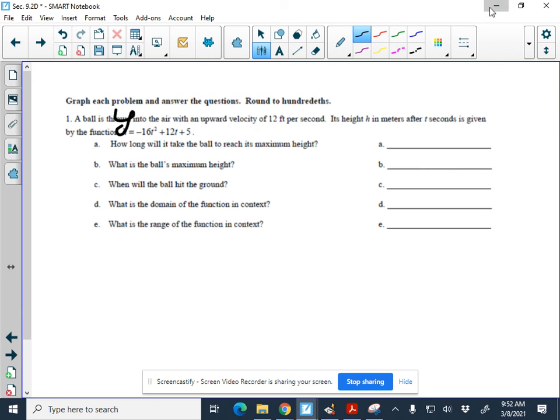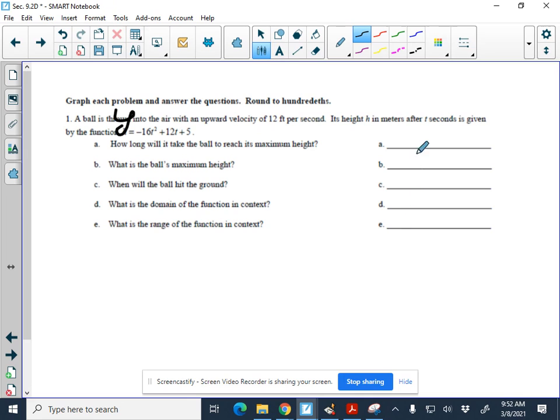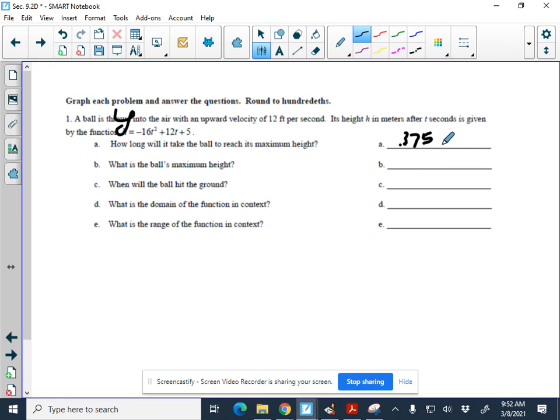All right, so this one, what is on this one? How long does it take to hit the maximum height? How many seconds? Not very many. 0.375. What is the ball's maximum height? So 0.375 seconds. If you think about that, it's not even half a second. And then this was 25 feet in the air, not very high.